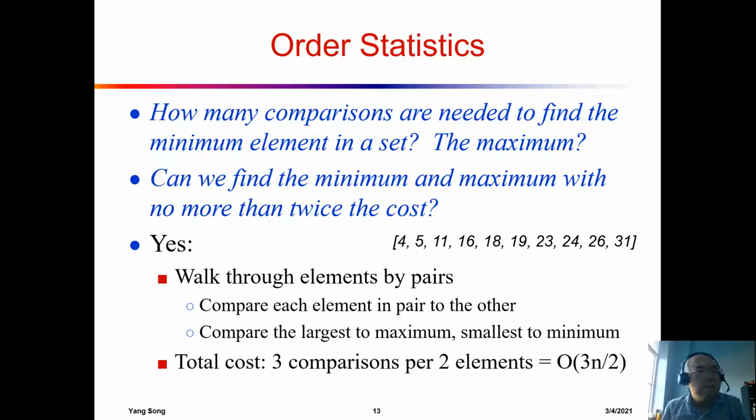Okay, and then if we count how many comparisons we are doing, for the 5 and 11 pair, I do one comparison between 5 and 11. And then for the greater value, I compare that with the max. For the lower value, I compare that with the min. So for each pair of values, we do 3 comparisons. So this will be 3n divided by 2.